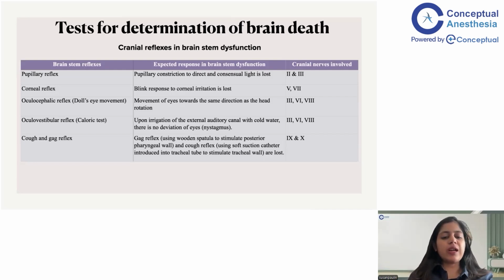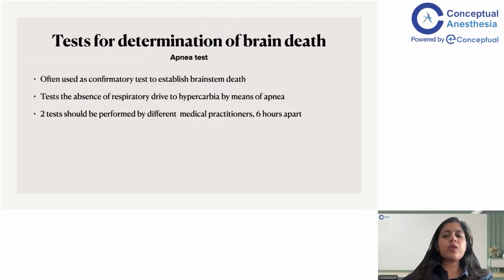Cough and gag reflexes test the nerves 9 and 10. So here a wooden spatula is used to stimulate the posterior pharyngeal wall to elicit the gag reflex, or a soft suction catheter through the endotracheal tube or a tracheostomy tube to elicit the cough reflex. These 2 reflexes will be lost in a brain dead donor. So what is the confirmatory test for brain death? That would be your apnea test.